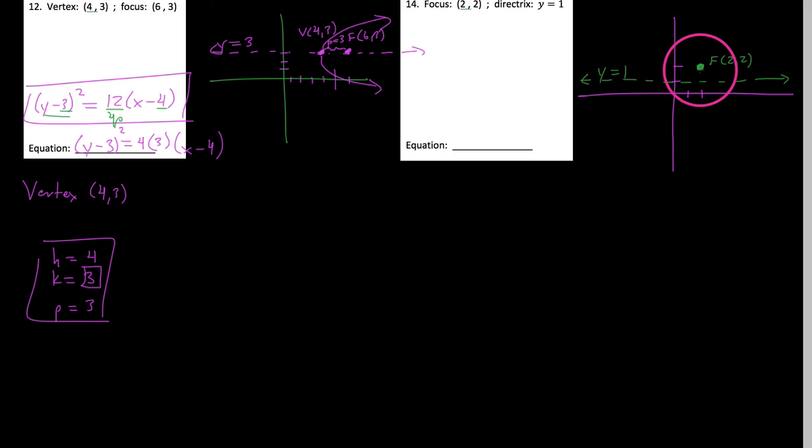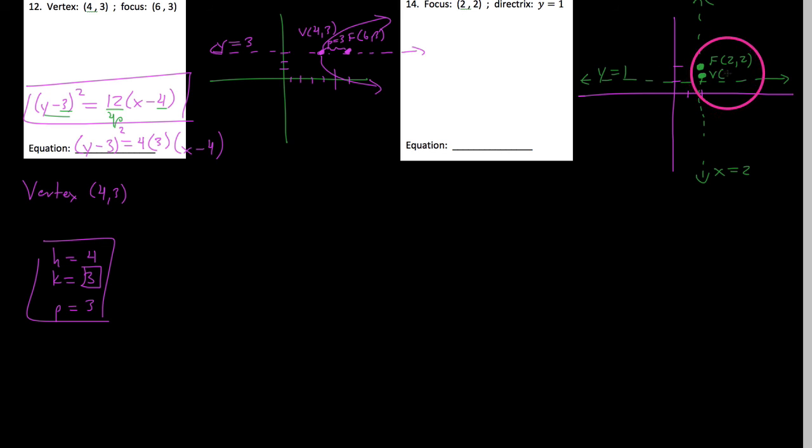I already know that because this is my focus and my directrix runs left and right, the axis has to run through my focus, and at the same time it has to be perpendicular to this directrix. So I'm going to say that this must be x equals 2. From the focus to get to the directrix, we had to go 1 unit down. And so the vertex is the midpoint between the directrix and the focus, the same distance from the focus as it is to the directrix.